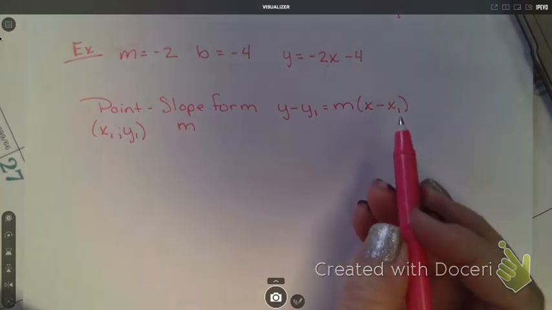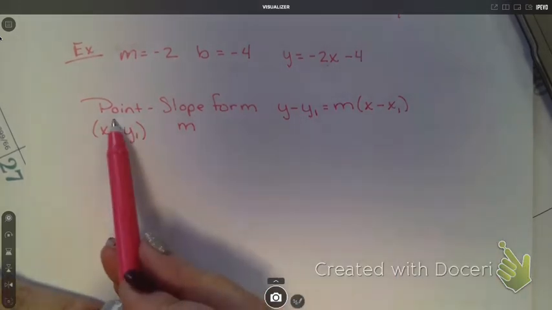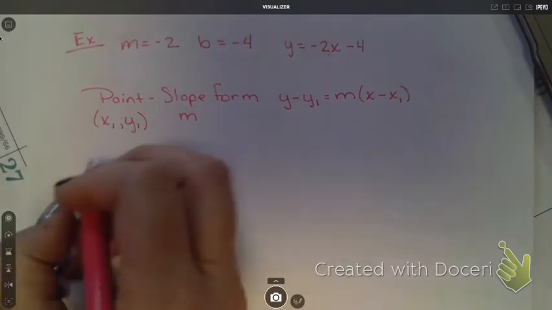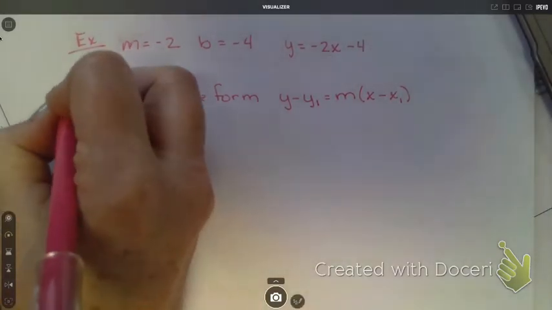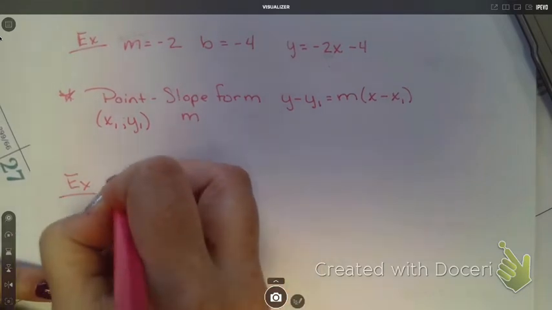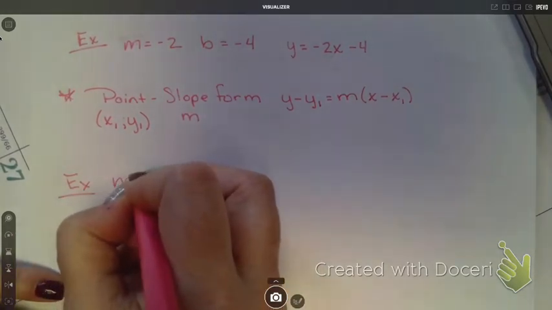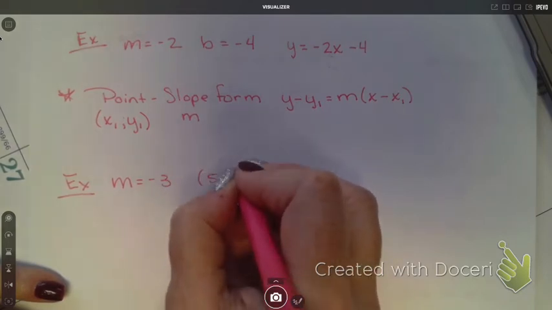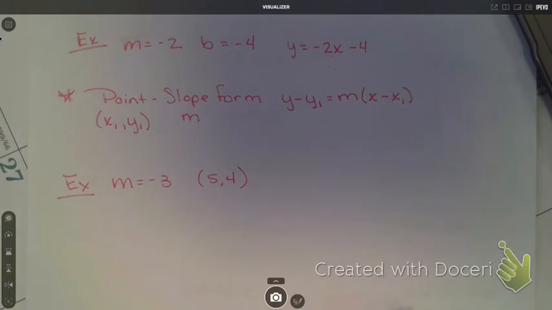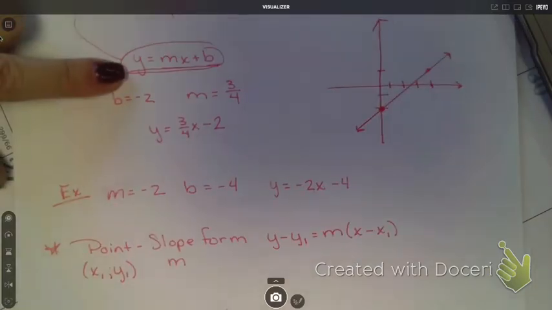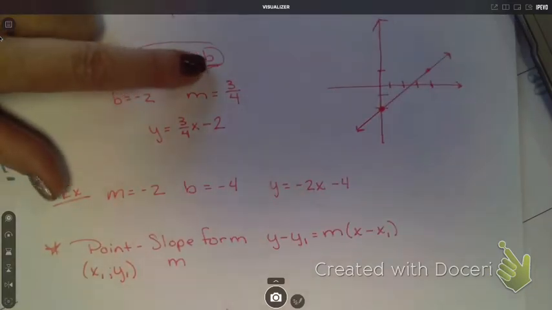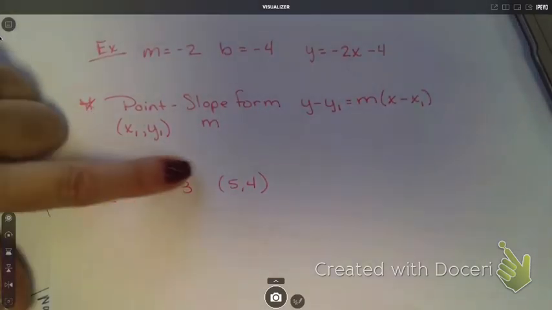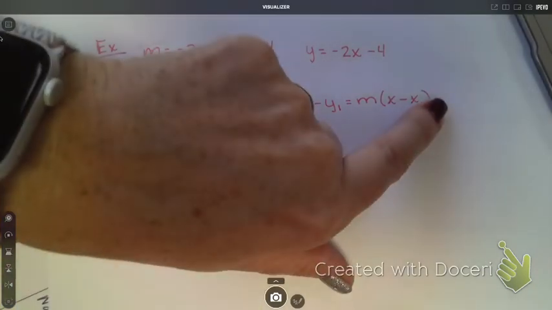So what's this for? It's for when I'm given a point and a slope. So if I tell you the slope is -3 and the line goes through 5, 4, I don't have enough to do slope-intercept form, do I? Do I have the intercept? No. But do I have a point and a slope? Yes. So I can use this form.